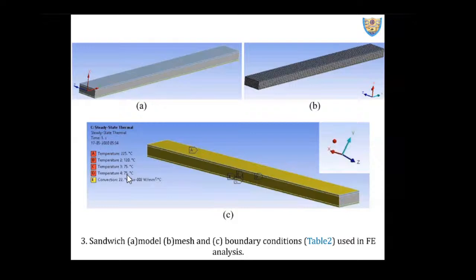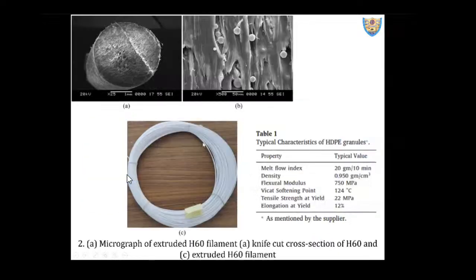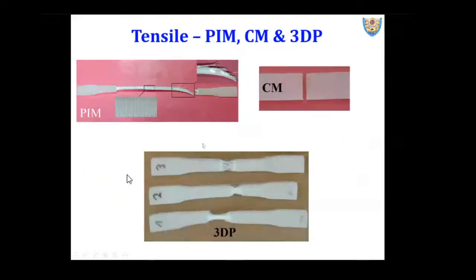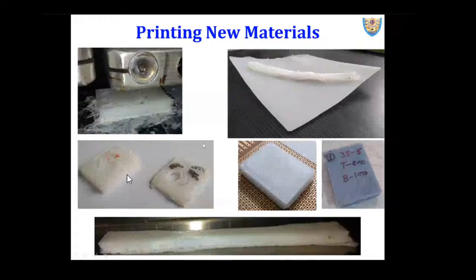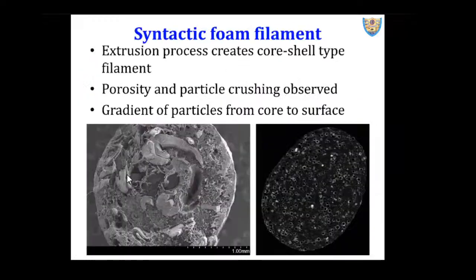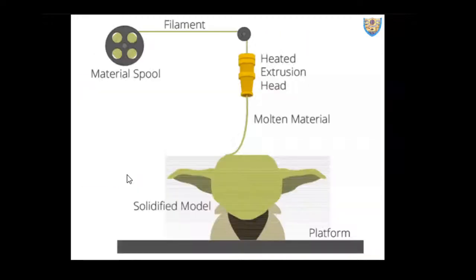Now, you know that all these FDM-based 3D printers typically come with two nozzles. Only one nozzle is shown here, but these printers all come with two nozzles. One nozzle is for your actual material printing. The second nozzle is for support material. So what we did, we removed the support material filament and we put the composite filament in nozzle 2.